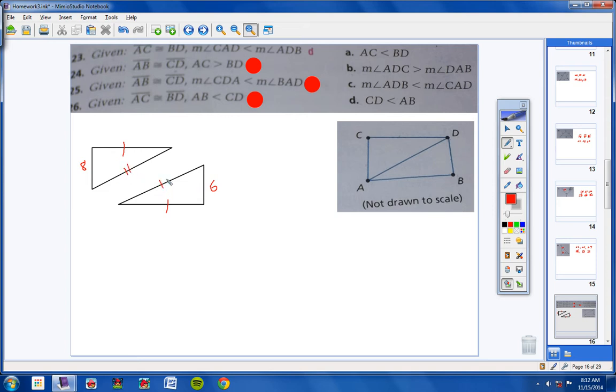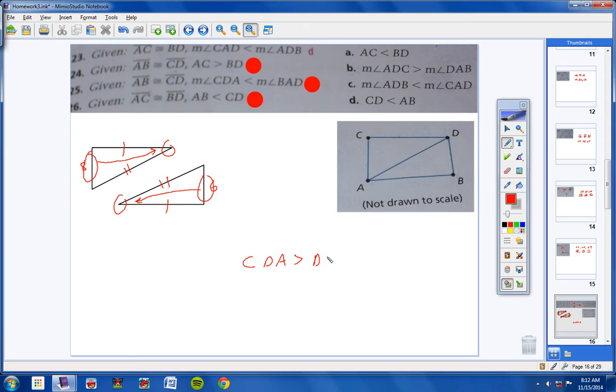Now look what we have, guys. We have two sides of one triangle congruent to two sides of another, and the third side here is longer than this side here. So we know this angle here has to be bigger than this angle here. Okay, so what is this angle here called? CDA is greater than, what is this angle here called right here? DAB.